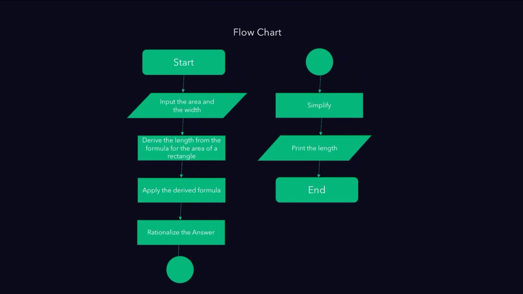Step 1. Input the area and the width. Then, we derive the length from the formula for the area of the rectangle. Then, we apply the derived formula. Then, we rationalize the answer. Then, we simplify. And then, we print the length.